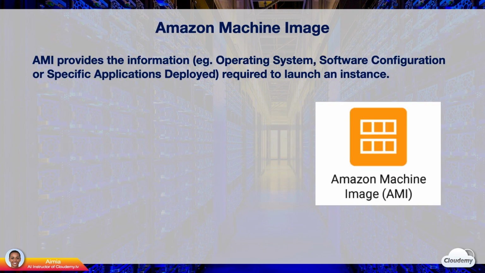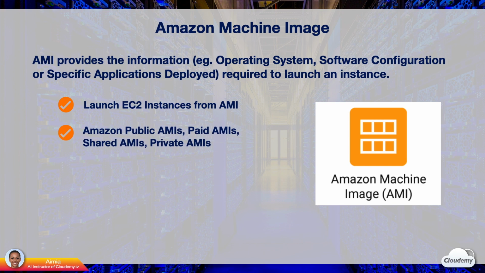AMI stands for Amazon Machine Image. AMI provides information required to launch an instance. This information can be the operating system of a virtual server, Linux or Windows, software configuration, or any specific applications that are going to be deployed on the VM. You can launch multiple EC2 instances from the same AMI. All instances created from the same AMI have the same configuration. Sometimes you may want to use AMI to keep the consistency.